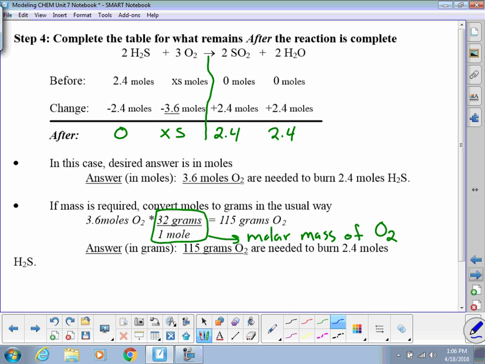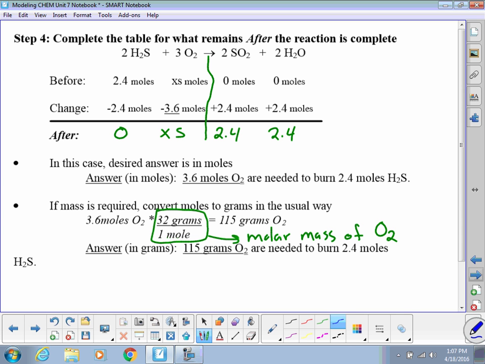For step 4, complete the table for what remains after the reaction. Well, this is just a process of doing the math. 2.4 minus 2.4 leaves you with 0 moles of hydrogen sulfide. So that is all used up. It is gone, and the reaction is going to stop. Since we began with an excess amount of oxygen and we use up 3.6, we can't get an exact value, so we just say that there's oxygen still remaining. And then since we started with 0 products and we made 2.4 moles of each, my after line shows that I have 2.4 moles of sulfur dioxide and water present.